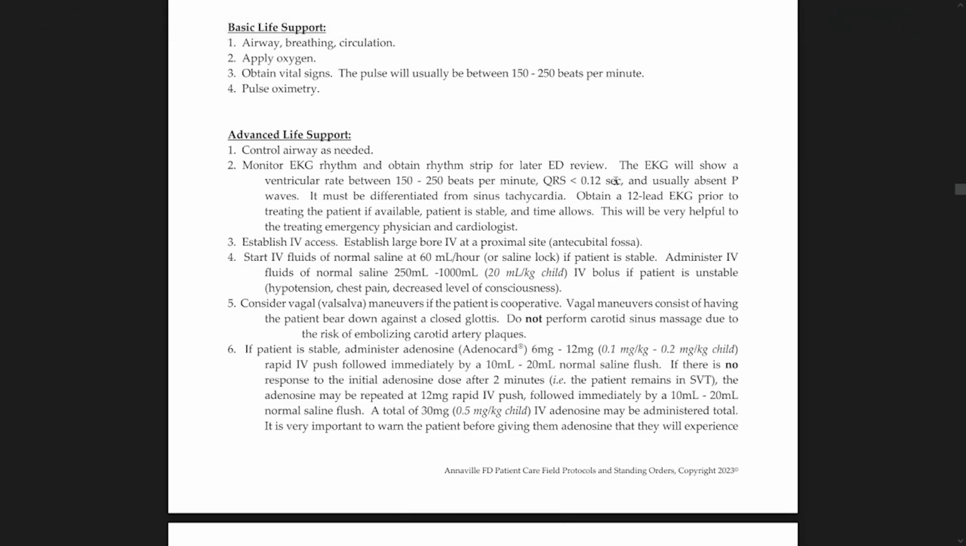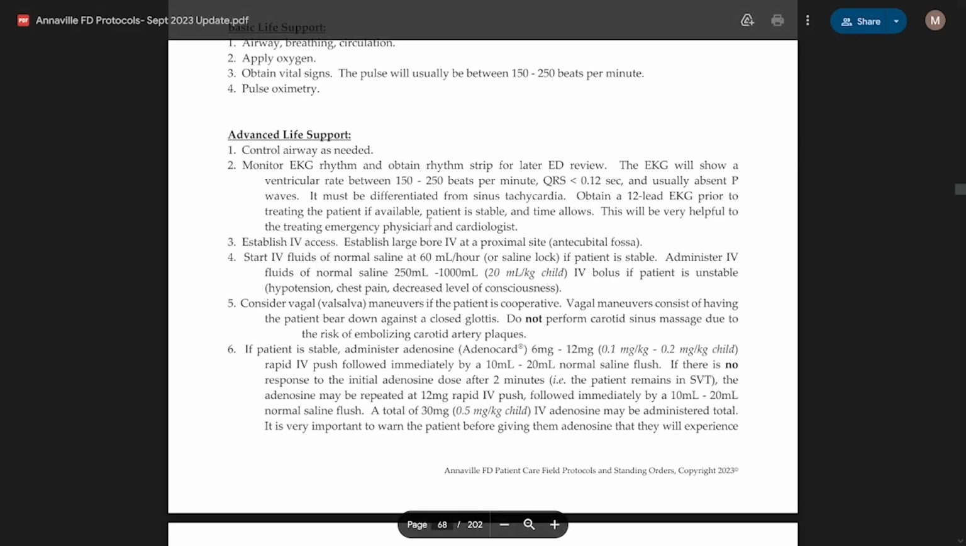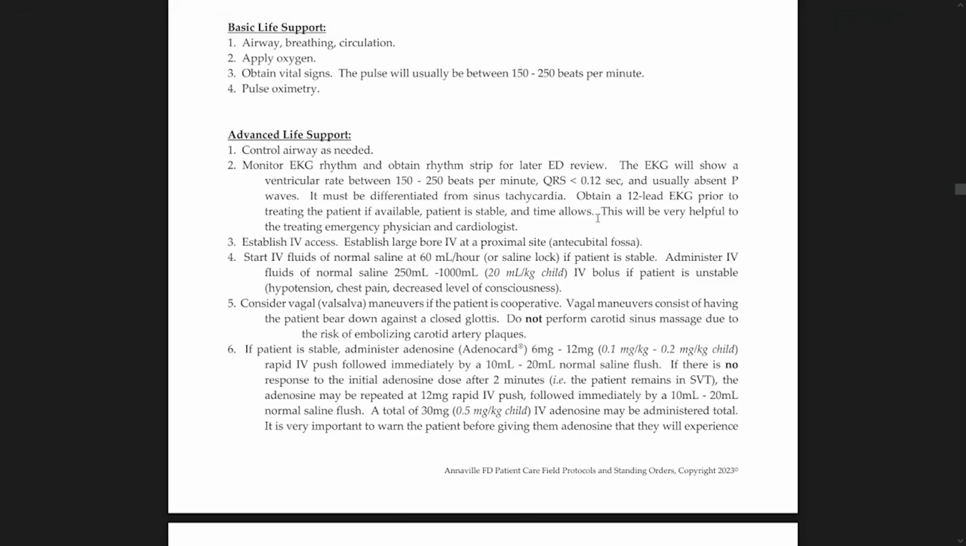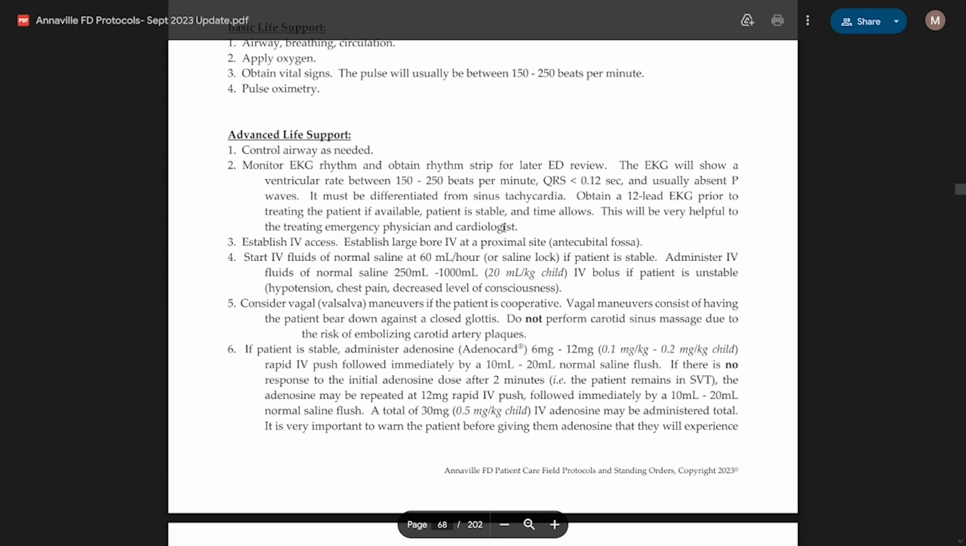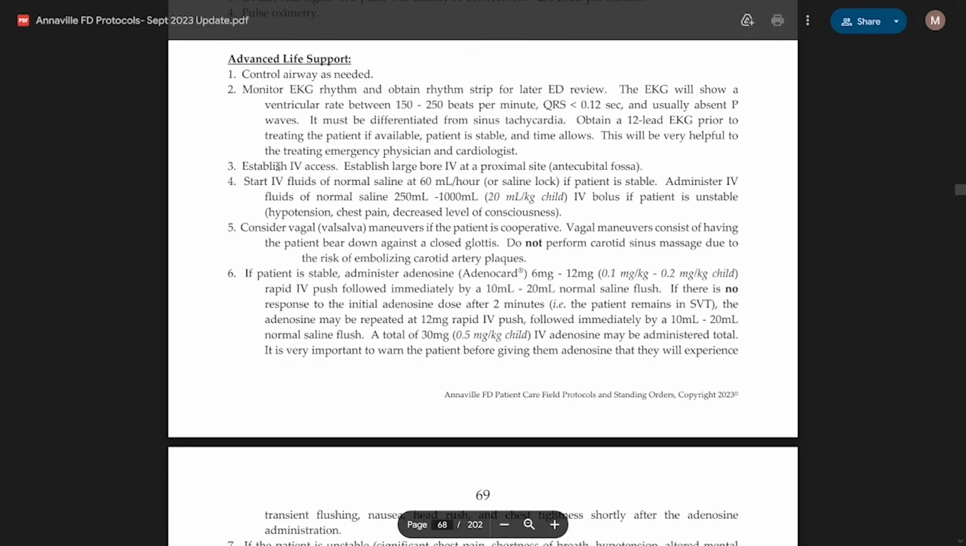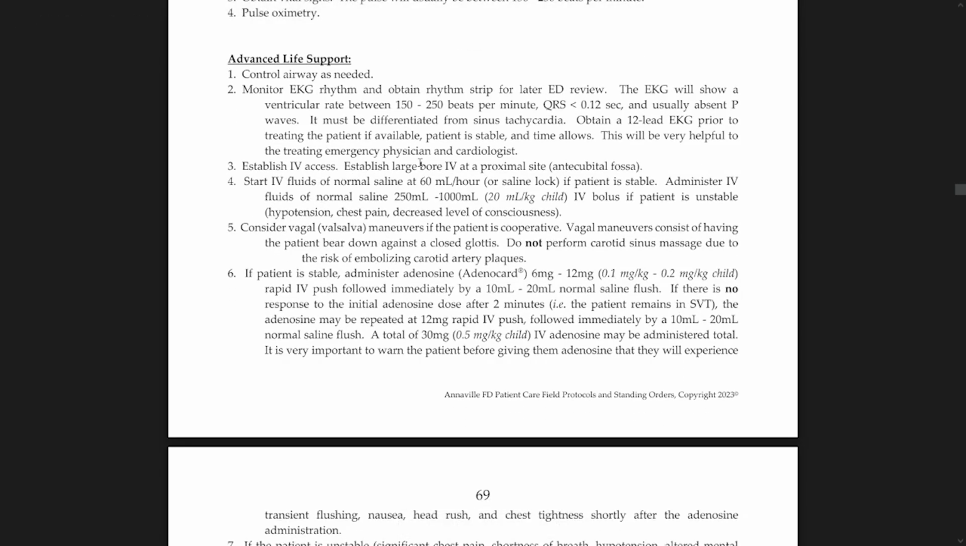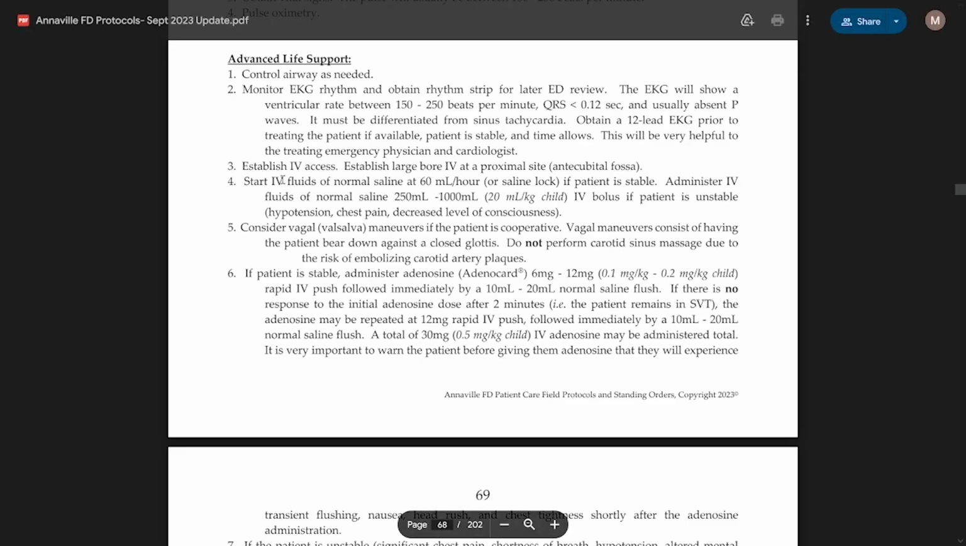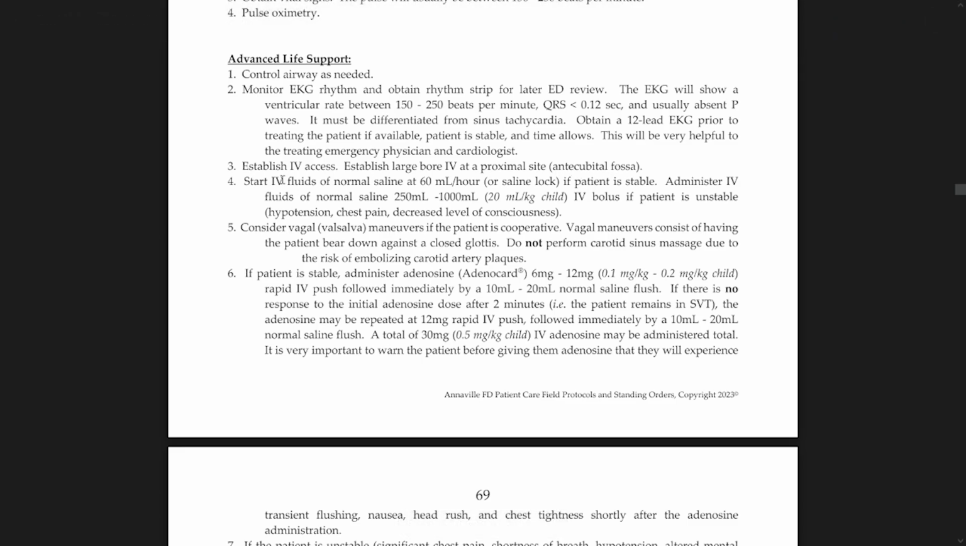Obtain a 12-lead EKG prior to treating the patient if available, if the patient is stable and time allows. This will be very helpful to the treating emergency physician and the cardiologist. Establish an IV access. You want to try to go for a large bore IV at an AC region if possible. Start IV fluids at normal saline at 60 mLs per hour if the patient is stable.